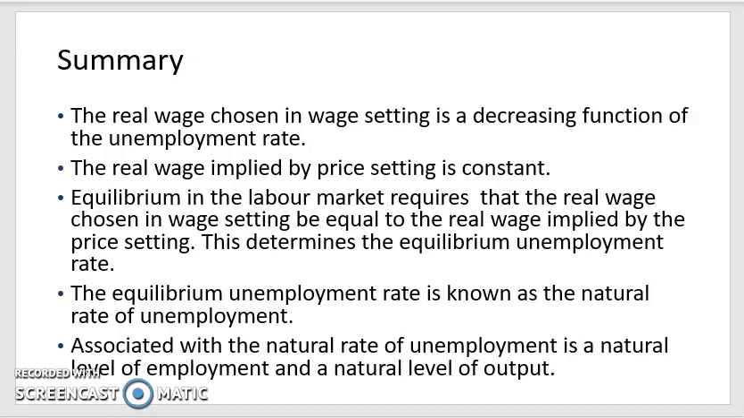Thirdly, equilibrium in the labor market requires that the real wage chosen in the wage setting be equal to the real wage implied by the price setting. This determines the equilibrium unemployment rate, which is also known as the natural rate of unemployment. Finally, what we've just covered is that associated with the natural rate of unemployment is the natural level of employment and the natural level of output.